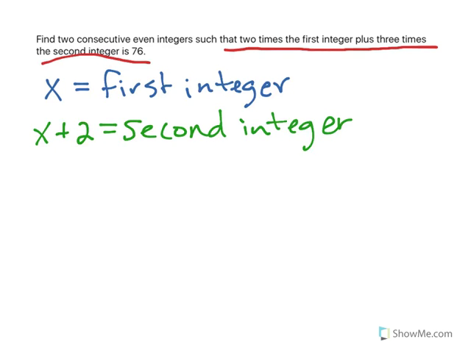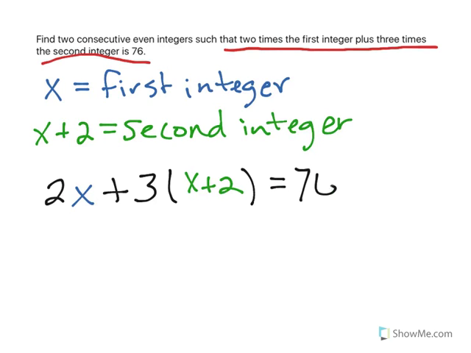So to do that, we're going to use the underlined words and just write an equation. So we have 2 times the first integer. So 2 times, and our first integer is x, and it says plus 3 times the second integer, and our second integer is x plus 2, and this all together is 76. Now we have successfully translated the word problem into a math sentence that we can solve.